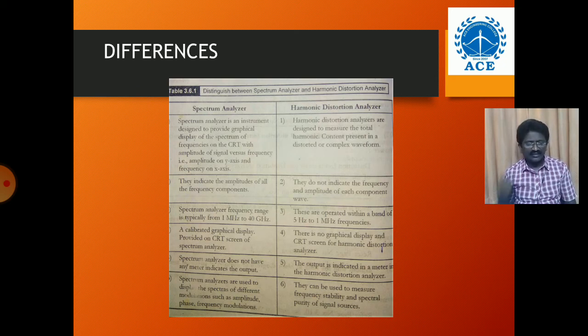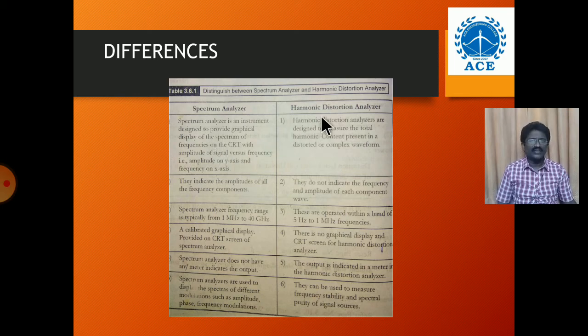With the help of this type of analyzer you can study wave analyzers and harmonic distortion analyzers. Both are analyzers. Here the first difference: wave analyzers are designed to measure the relative amplitude of each harmonic or fundamental component separately. Whereas harmonic distortion analyzers are designed to measure the total harmonic content present in a distorted or complex waveform.